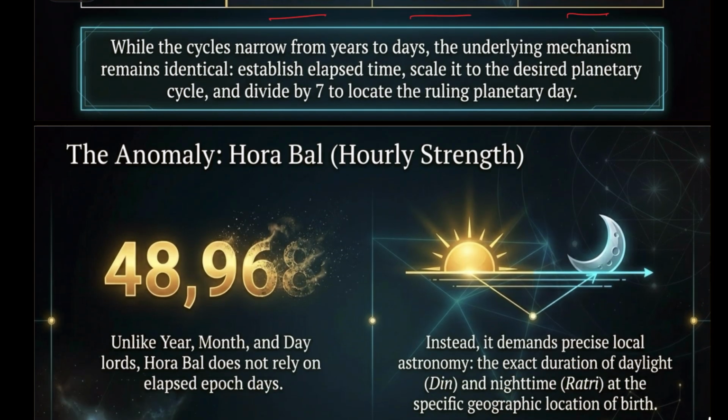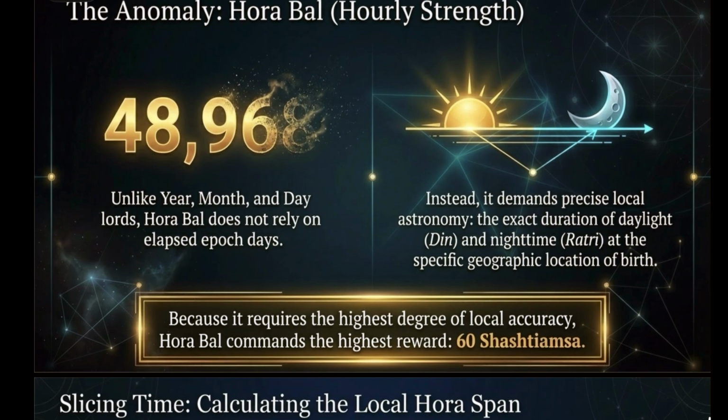Now, next part comes the Hora Adhipati Bala or the Hora. Hora is a very granular level. Actually, one Hora is approximately 1 hour. It varies based on the season. Whoever will be the Lord, he will get 60 Sasthyamsha point.